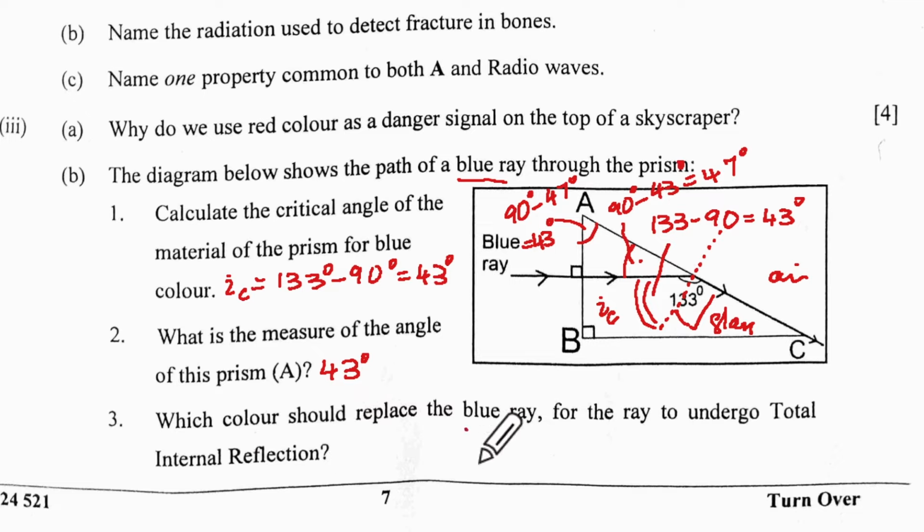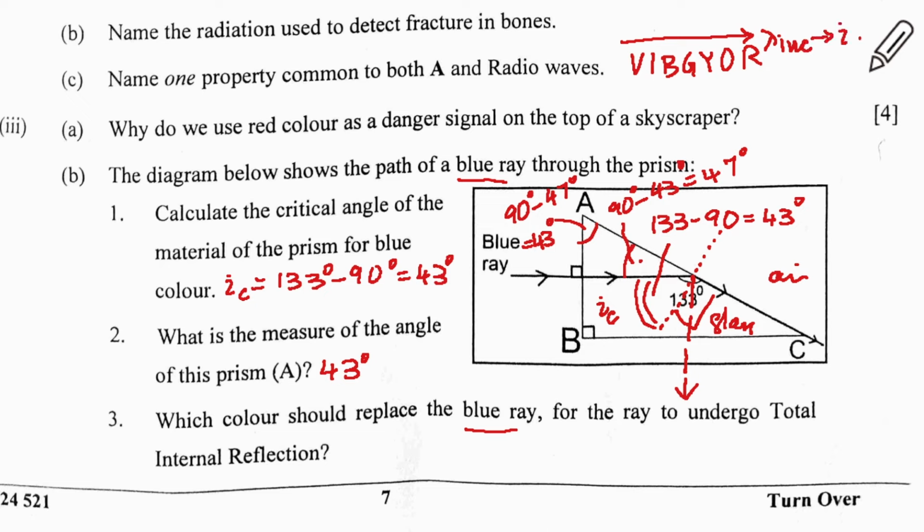Which color should replace blue ray for the ray to undergo total internal reflection? Now, if it has to have total internal reflection, it has to go this way, which means the angle over here should be less than 43 degrees for that color. Okay, so for that, let us see. If we write the colors of the white light, lambda increases this way. And so the critical angle, that is IC, is also going to increase. So you will see for red, it's going to be maximum critical angle, and for violet, it will be minimum critical angle.